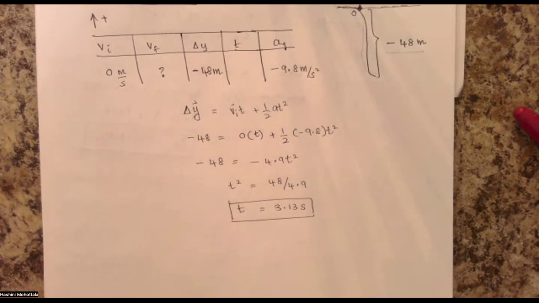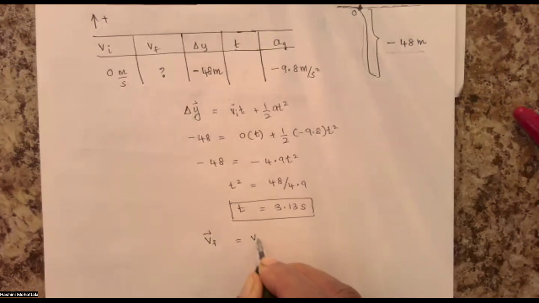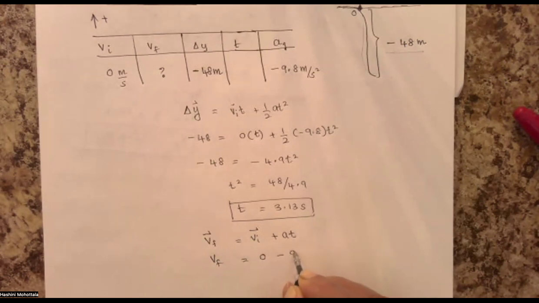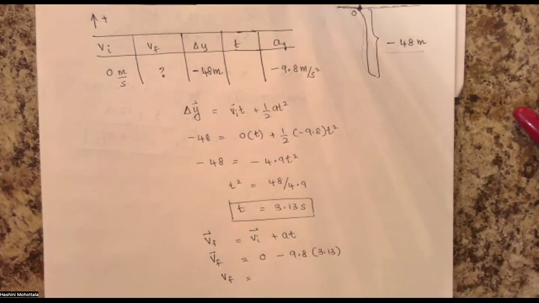First equation. Everybody agrees with the first equation. So let's go with that. V final equals V initial plus AT. Now V final equals V initial is 0, negative 9.8, 3.13. And the final velocity is, what's the answer? Did anyone send me the answer yet? No. Negative 30.7. Thank you. Negative 30.7 meter per second.